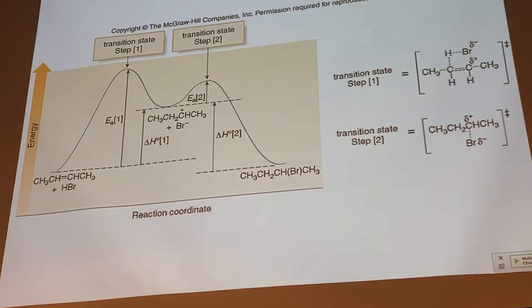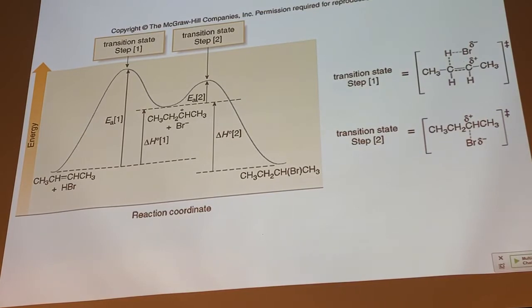Think about Hammond's postulate. Which one will it resemble more strongly? The intermediates, the species to which it's closer in energy. So these partial charges on the bromine and the carbon, are they going to be closer to 0 or closer to 1? They're going to be closer to 1. So we're going to have most of a carbocation formed at that point, most of a halide ion formed at that point, but not completely.